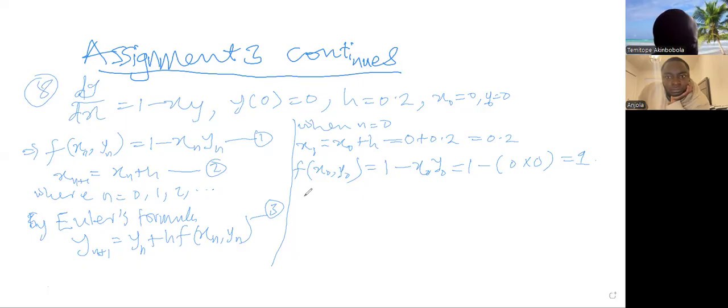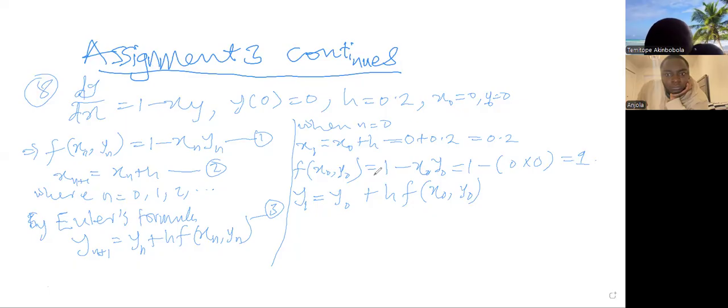Now using equation 3, y1 will now be equal to y naught plus h times f of x naught, y naught. You can see all of this is when n is 0 that we are doing. Take note of that.